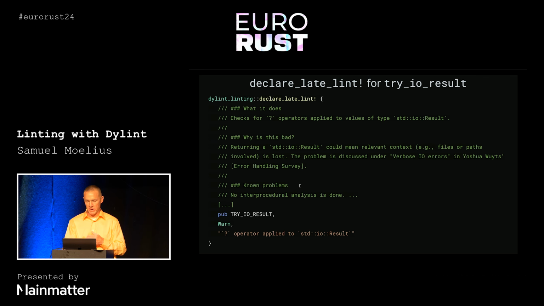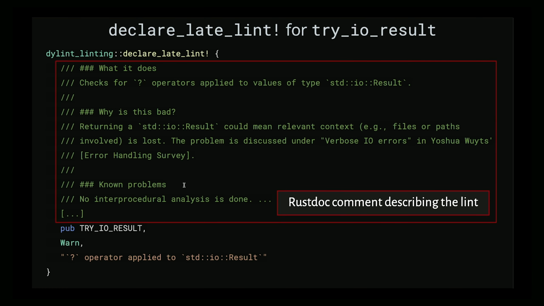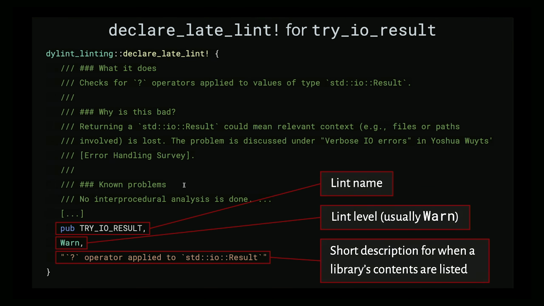So what are the arguments to this macro? By convention, the first thing is typically a doc comment, and this describes what the lint does, and this doc comment gets attached to that lint struct, which is declared by the invocation of this declare_late_lint macro. And then the remaining three arguments are the following. The first is the lint name, which in our case is try_io_result, then the lint level, which is nearly always warn, and then finally a short description of the lint. And this short description is what appears if, say, someone lists the lints in the library, and it is what will appear next to the lint name.